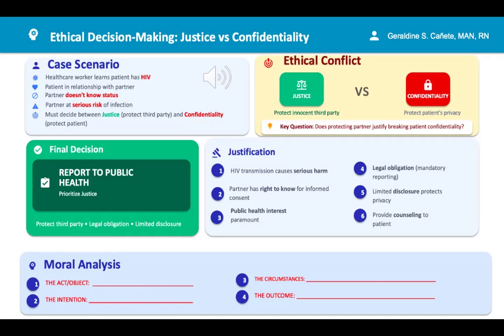Okay, now what are your initial thoughts? What aspects of this situation do you find most challenging? The core ethical conflict in this case lies in balancing the patient's right to confidentiality with the duty to protect an innocent third party from harm. How do we reconcile these competing obligations?